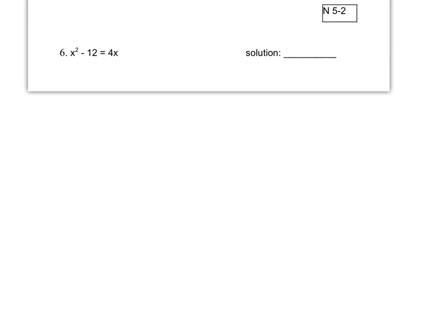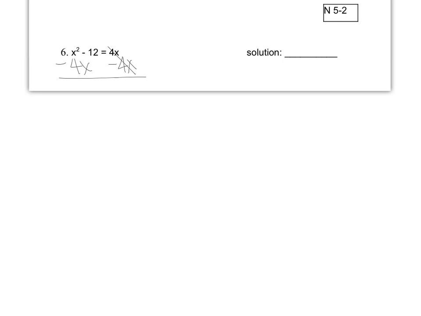Okay, so now we're going to look at 6. Notice that it's not in standard form, meaning that it's not set equal to 0. So first step would be to subtract 4x. On standard form, we have x squared first, then your x, so minus 4x, and then your constant, so minus 12 equals 0. So I'm going to find A, B, and C.